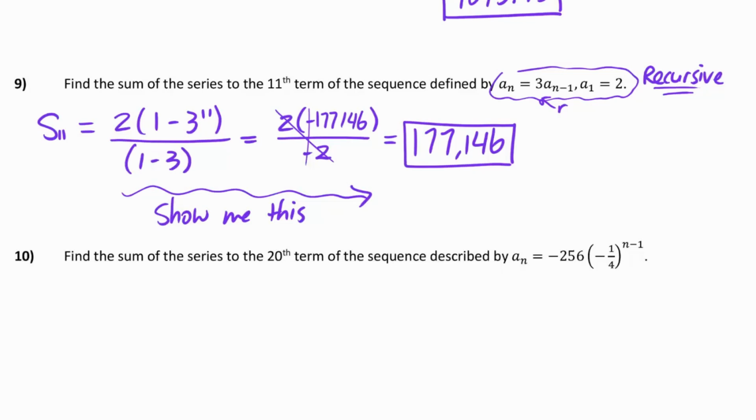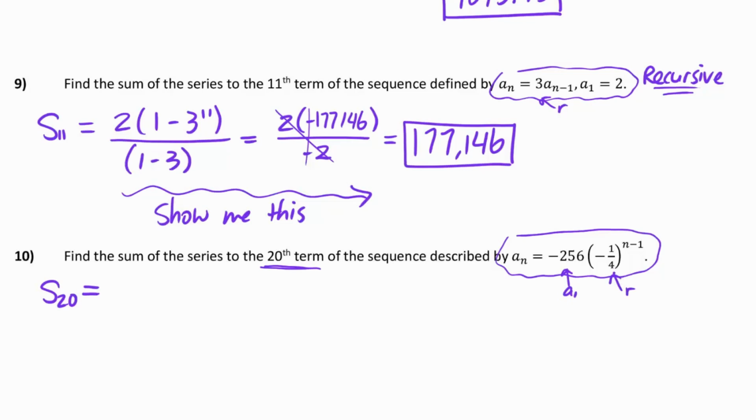Very last question on the notes. Last question of the year, really, for notes. Find the sum of the series to the 20th term. So S20. If we have this information here at the end, this is our explicit formula. So it starts off with a 1.